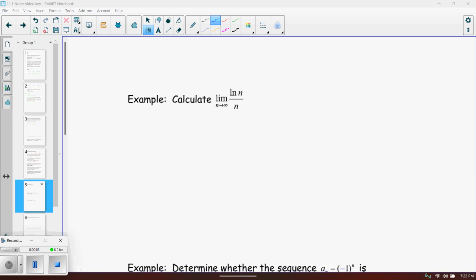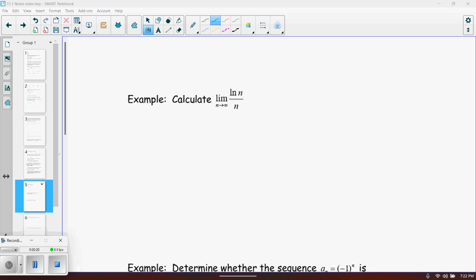Okay, this is section 11.1, video 2. In the first video, we talked about and defined what the idea of a sequence is and how they work, as well as some properties that are going to help us along the way. So let's go ahead and do some examples.